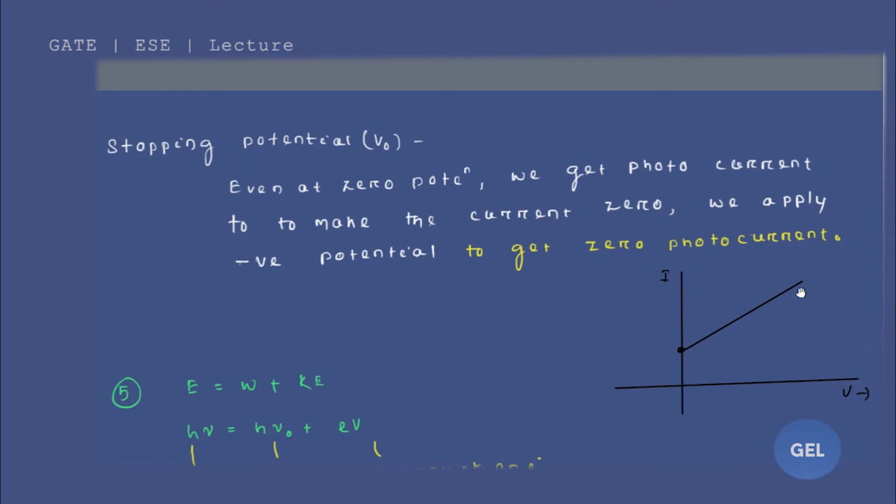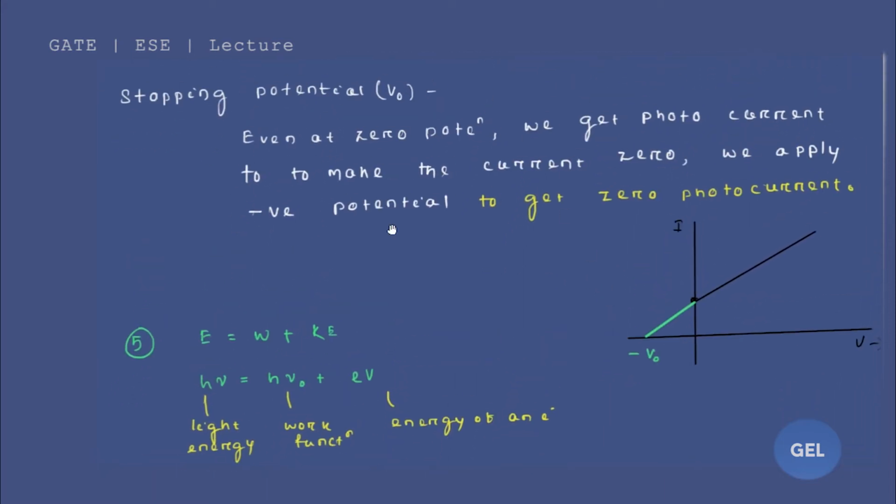Now to make the current zero, I'm going to apply negative potential to it. Now that negative potential is nothing but your stopping potential, V0 value. So to get the zero photocurrent, because at zero potential also we get the photocurrent value. Now all of these parameters are going to be helpful for further analysis.